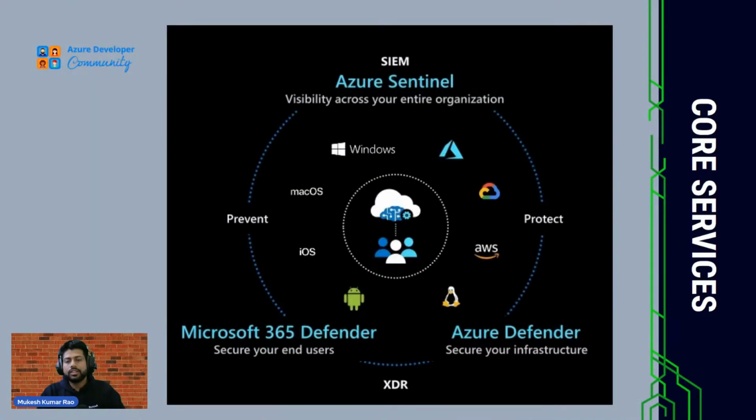Now this is the core part, the core service of Azure security. Total 360-degree security is provided by Azure, which is mainly divided into three areas. Just like in a Windows system we have Windows Defender and Firewall working, the same thing is handled by Azure Defender. It will secure your networking services and check your firewall system. That is a part of Azure Defender.